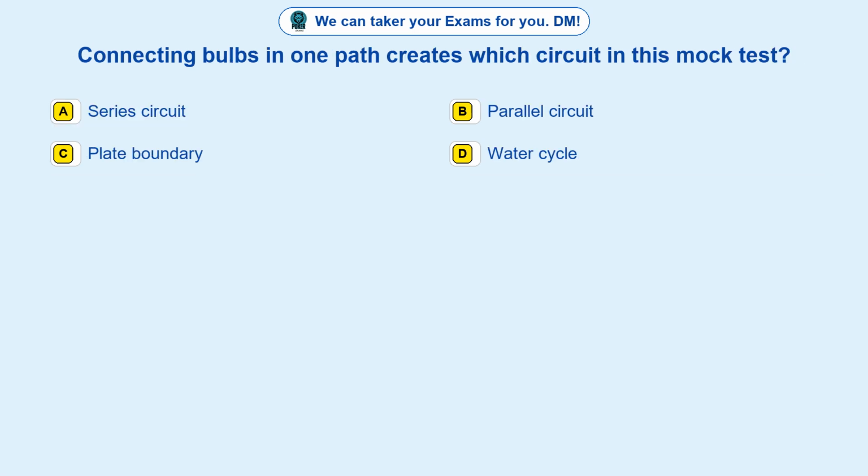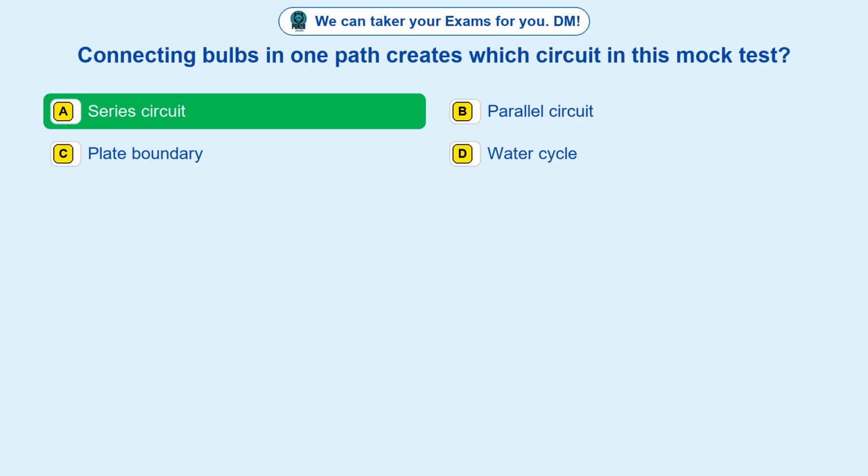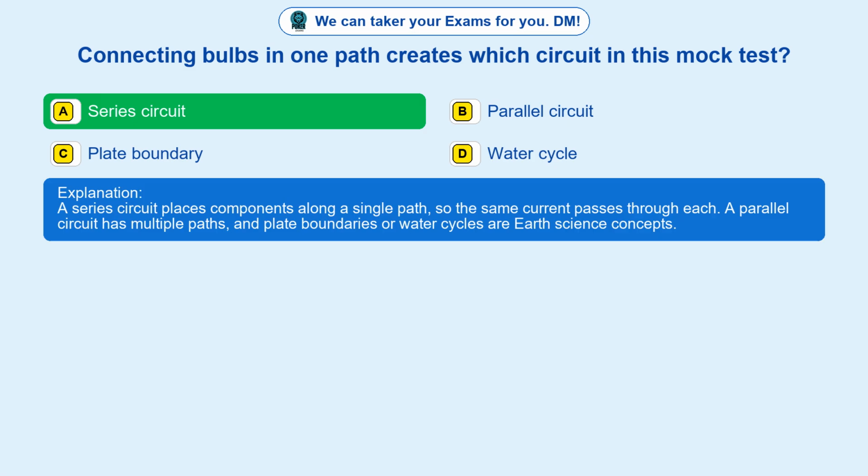Question 73. Connecting bulbs in one path creates which circuit in this mock test? Option A, series circuit. Option B, parallel circuit. Option C, plate boundary. Option D, water cycle. The correct answer is option A. Series circuit. A series circuit places components along a single path, so the same current passes through each. A parallel circuit has multiple paths, and plate boundaries or water cycles are earth science concepts.